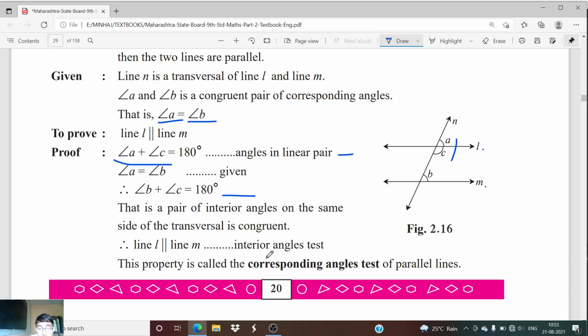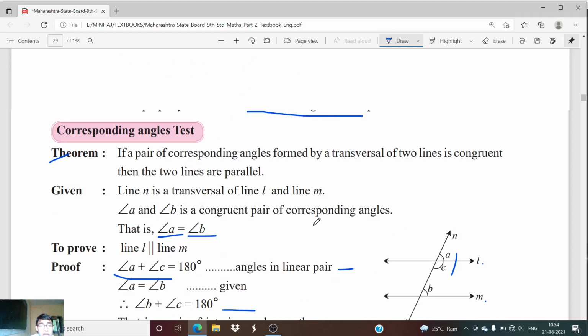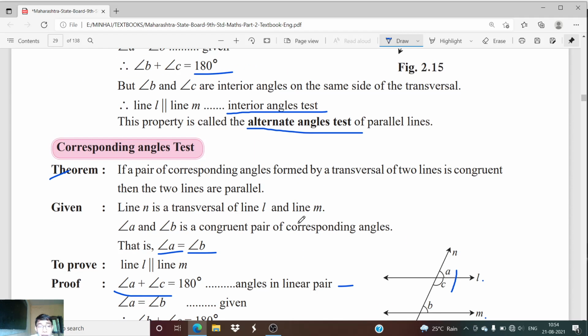Now if the interior angles are supplementary, then by the interior angles test I can write line L is parallel to line M. So again we have proved that line L is parallel to line M, and this property is called the corresponding angles test. That means if the corresponding angles of two lines formed by a transversal are congruent, then the two lines must be parallel to each other. So this is about the corresponding angles test.